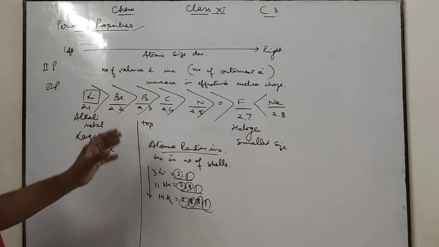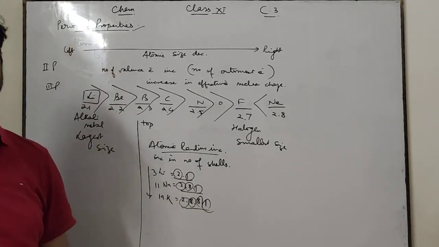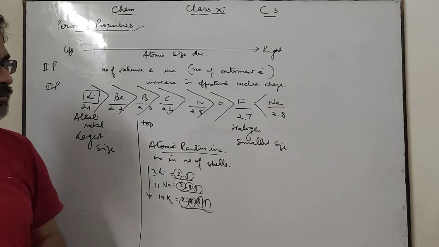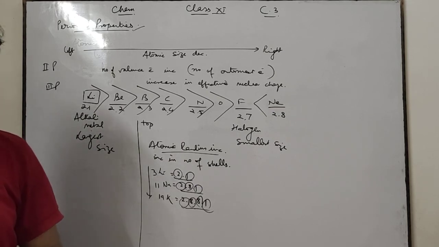This is about atomic size. This is the first property of the periodic table. Now, in my next lecture, I will discuss all the other topics.